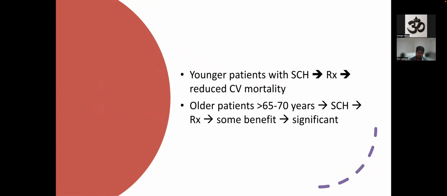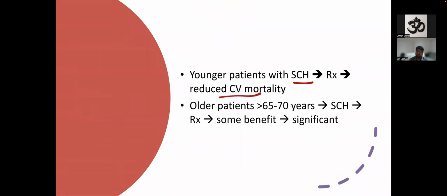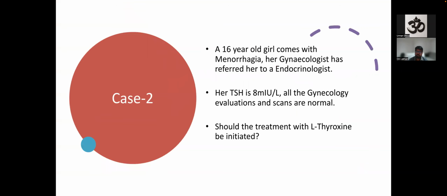Then again, treating patients with subclinical hypothyroidism in these groups, where TSH is above 7, there is a reduction of cardiovascular mortality. But in older patients, like I said, more than 70 years of age, the reduction of cardiovascular mortality may not be significant. Only in some patients is significance attained, right? So in younger patients with subclinical hypothyroidism, there is cardiovascular benefit to be gained by treating. But in older patients, this benefit is often not there. So this is a nuanced aspect of this.